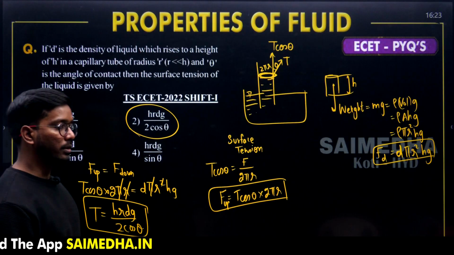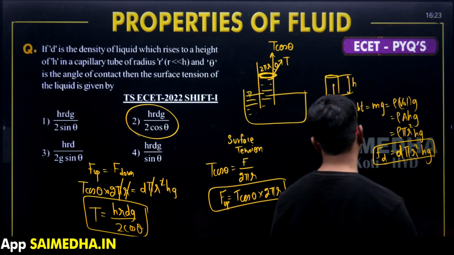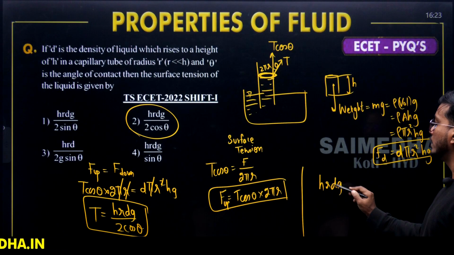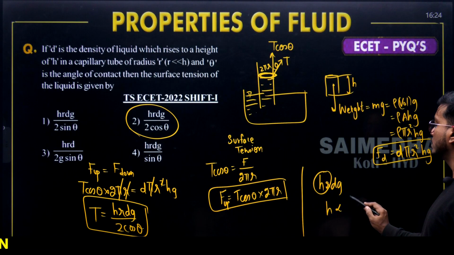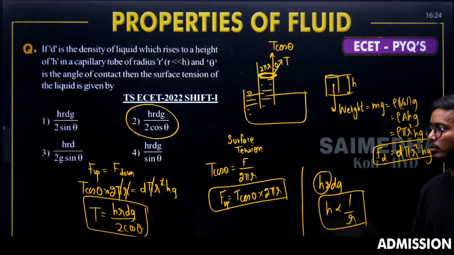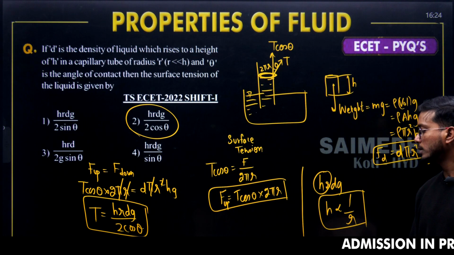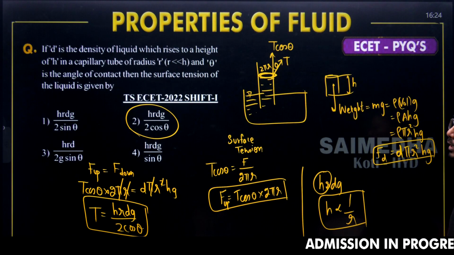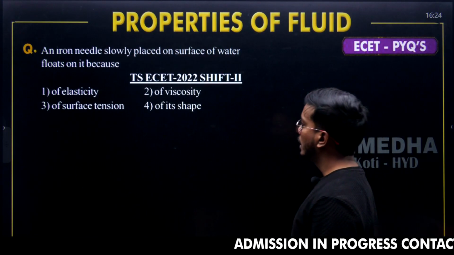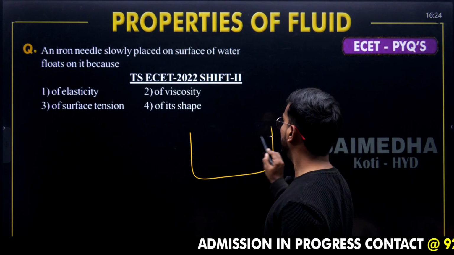Important question, have to memorize. T equals h r d g divided by 2 cos theta, from which we can say that h is inversely proportional to r. Go through it. Moving on to the next question. The next question appeared in the ECET 2022. An iron needle is going to be placed.